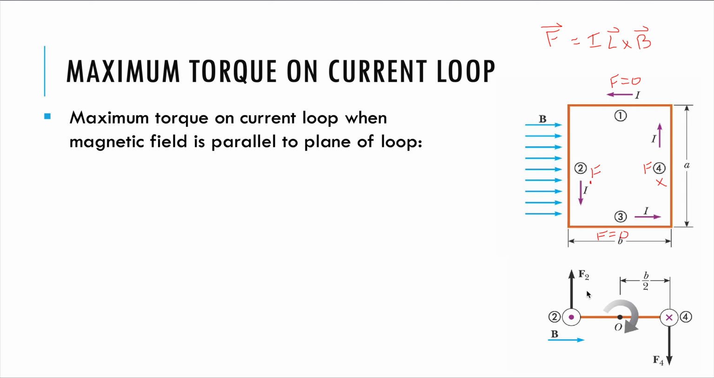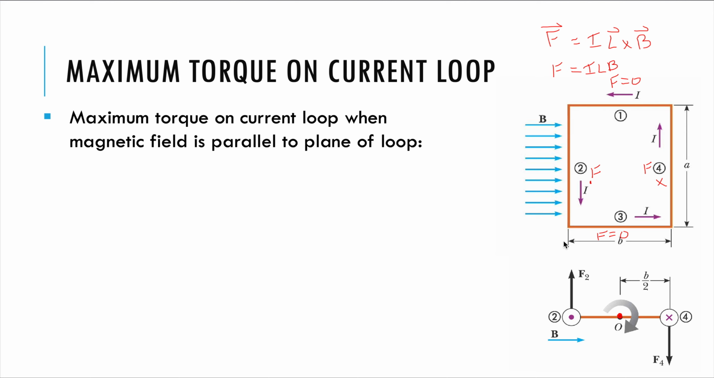Let's figure out an expression for the torque. Remember from physics 1 that when we have a force at a certain distance from a pivot point, your object will rotate. Using the definition F equals IL cross B, and knowing that when the current and the magnetic field are perpendicular this equation becomes ILB to find the magnitude of the force, that's what F2 is going to be, and F4 is going to be ILB.